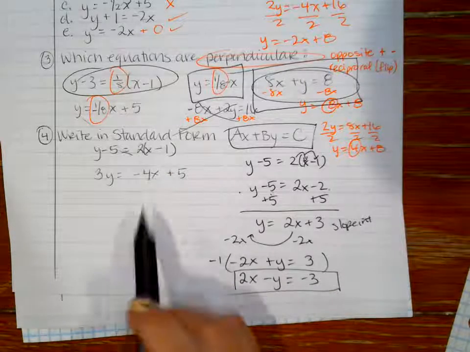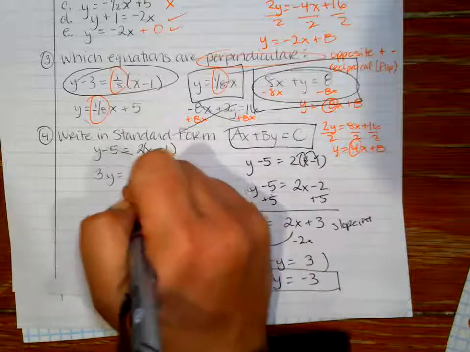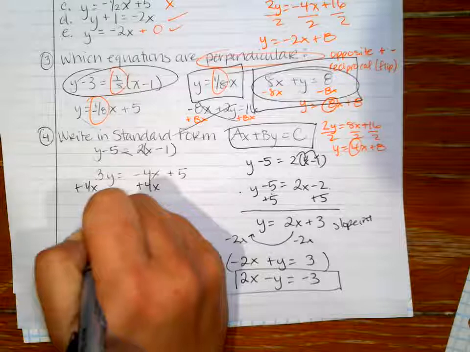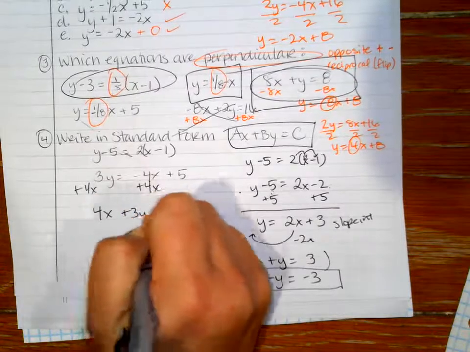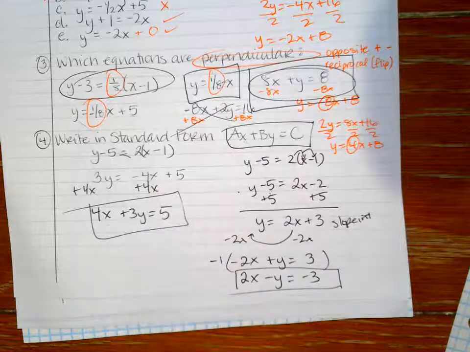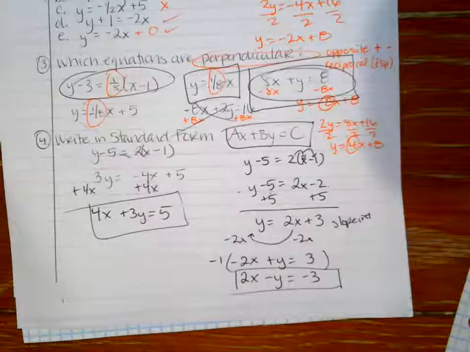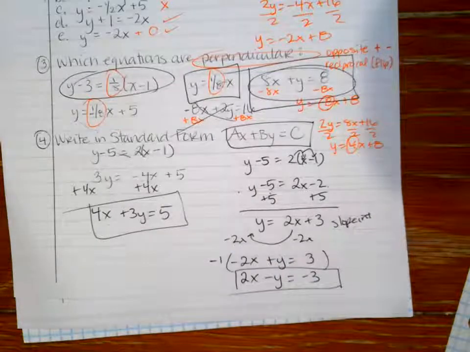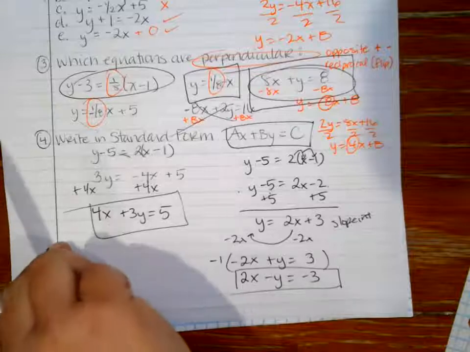The second one's way easier. All you have to do is add the 4x. And then that looks like that. Okay, so again, you're not really doing anything, you're not solving anything, you're just moving stuff around to make it look like one or the other. All right, go to the second page.